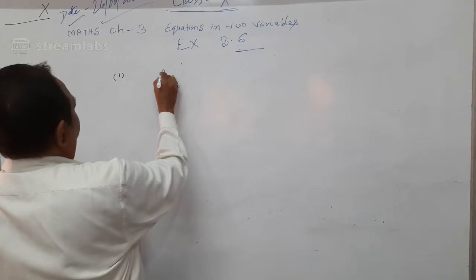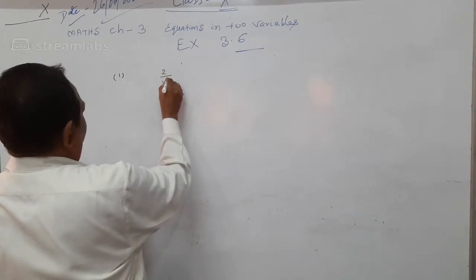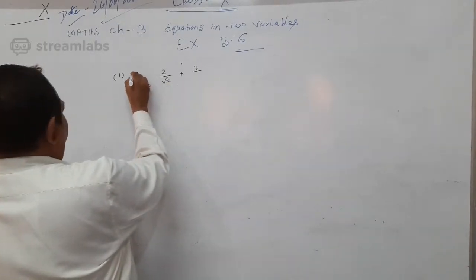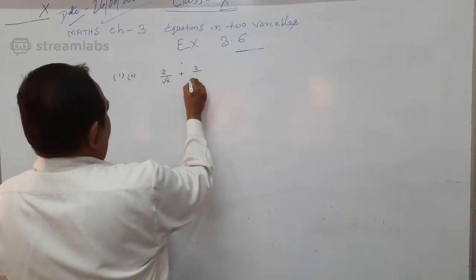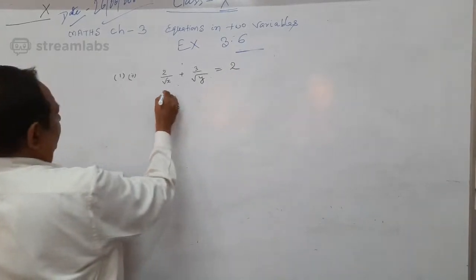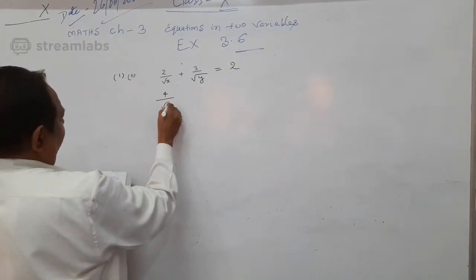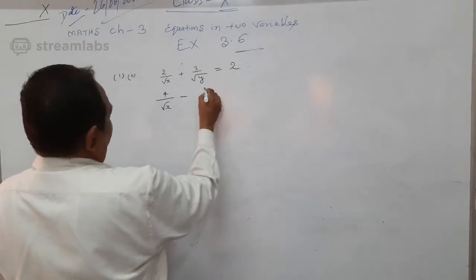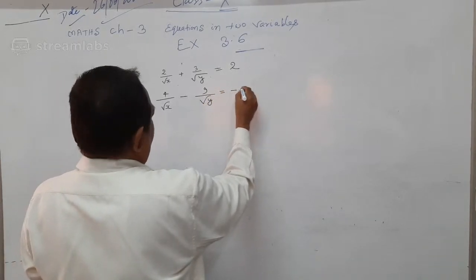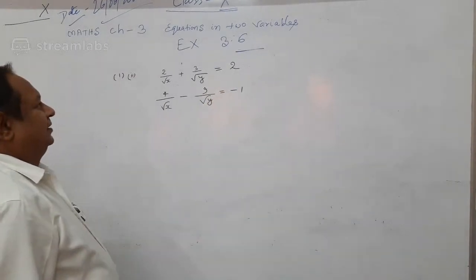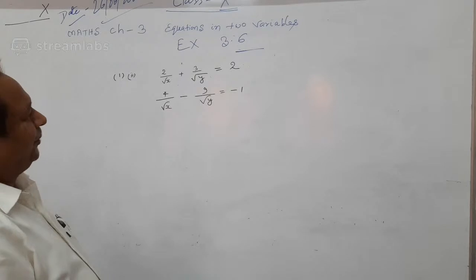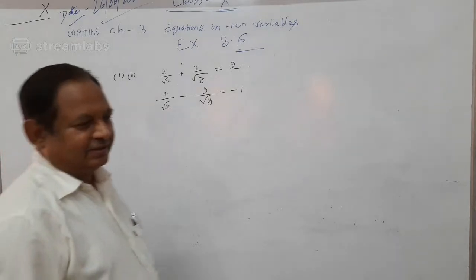Solve the following pair of linear equations in two variables. First question, first part number 2: 4 upon root x minus 9 upon root y is equal to minus 1. First, we have to convert it into a pair of linear equations in two variables.